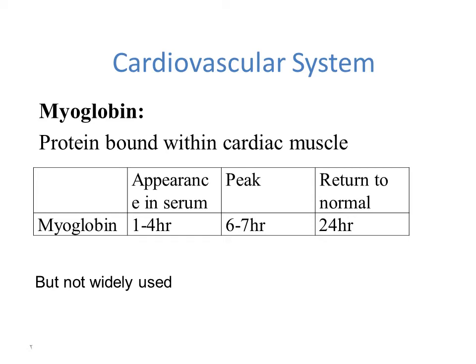Myoglobin, which is a protein bound with cardiac muscle, is not widely used. It appears in serum after 1 to 4 hours of cardiac injury, peaks after 6 to 7 hours, and returns to normal after 24 hours.